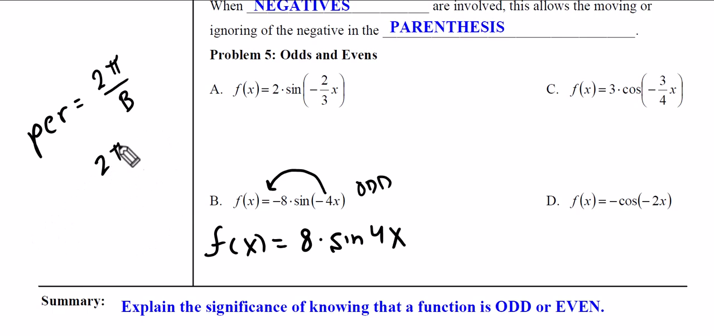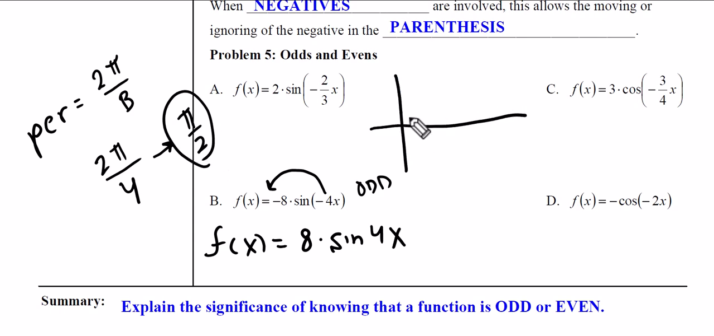2 pi over 4. That's going to be pi over 2. That's going to be our period. So if I graph this once again, you could just eyeball it. I don't need you to be technical right now. We'll be technical later. There's time for that later. I just want you comfortable right now. This is pi over 2.